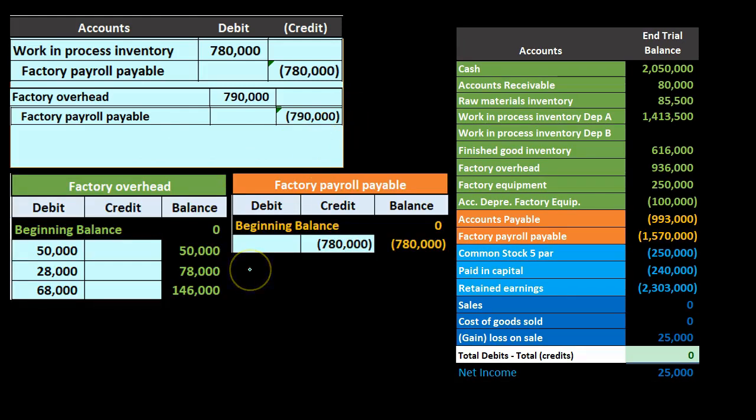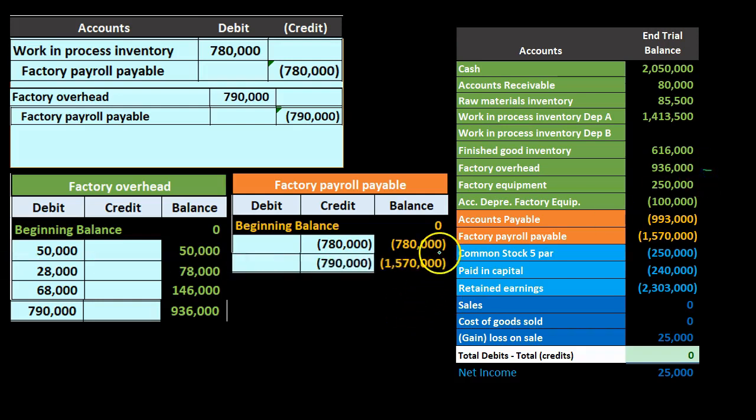So if we look at the GL then, we were at 146 for the factory overhead. It's going to go up by 790 to 936. So here's the 936 in factory overhead. Payroll was at 780,000. It went up by 790 to 1,570,000. So there's our payroll. There's our liability. So these are just a few items that can be in factory overhead. Notice that there could be a lot of different things in there, and typically it's going to be anything that's basically on the factory that, again, we couldn't apply to a particular process.